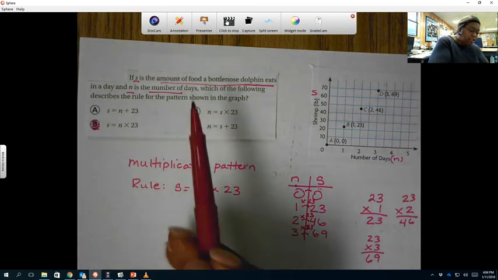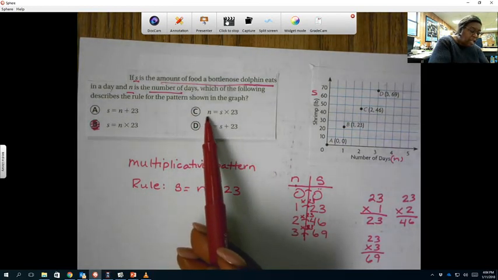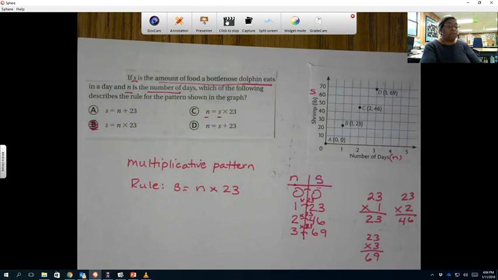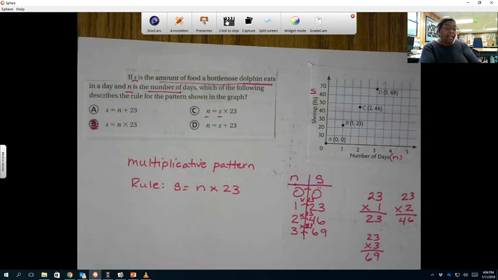Be careful that you don't choose C because you see that the input and the output are not in the correct place, and therefore that is not the answer.